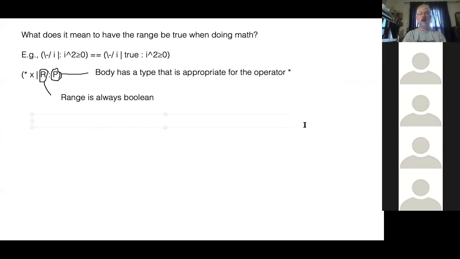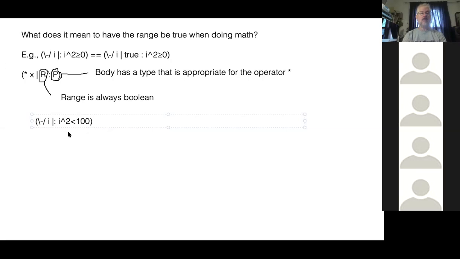So it's not the case. So this is not correct. Like that's just not true, because there are I where I squared is bigger than 100. At 10, I squared is equal to 100, which would make this false.